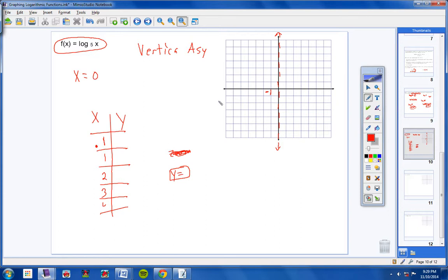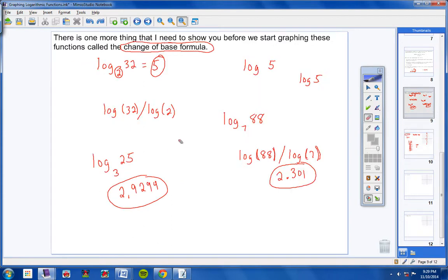Now remember, students, if it was a base 10, then you'd be home free. You would just type in log of x, because your calculator does base 10 for you. But it's not base 10, it's base 5. So we're going to have to type this in like we did back here with the change of base formula.